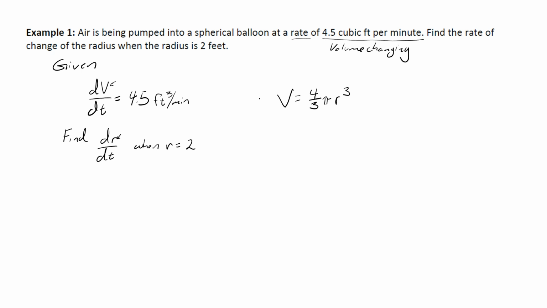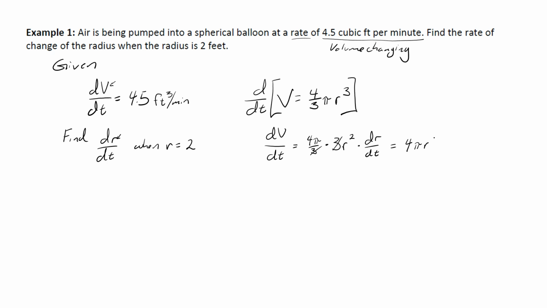Once you're here, what we're going to do is we're going to take the derivative with respect to time of this equation. Okay, so when we take the derivative of V with respect to t, we get dV/dt. And this 4 pi over 3 just exists here, so it's 4 pi over 3 times the derivative of r cubed, which is going to be 3r squared, and then times dr/dt. This is all implicit differentiation that you guys should know how to do at this point. All right, the nice thing here is these things cancel out, and I end up with this being equal to 4 pi r squared times dr/dt.